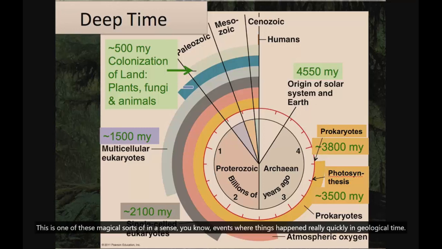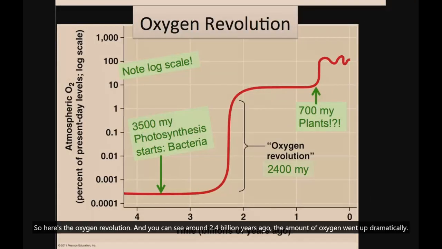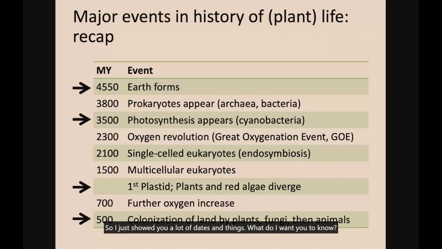This is one of these magical sorts of events where things happen really quickly in geological time. Sure, it was over tens of millions of years, but in geological time, it happened quickly, 500 million years ago. It got started a little before that. So here's the oxygen revolution. And you can see around 2.4 billion years ago, the amount of oxygen went up dramatically, and this is because of the cyanobacteria. And then there was another little abrupt increase about 700 million years ago that might have been from true land plants.